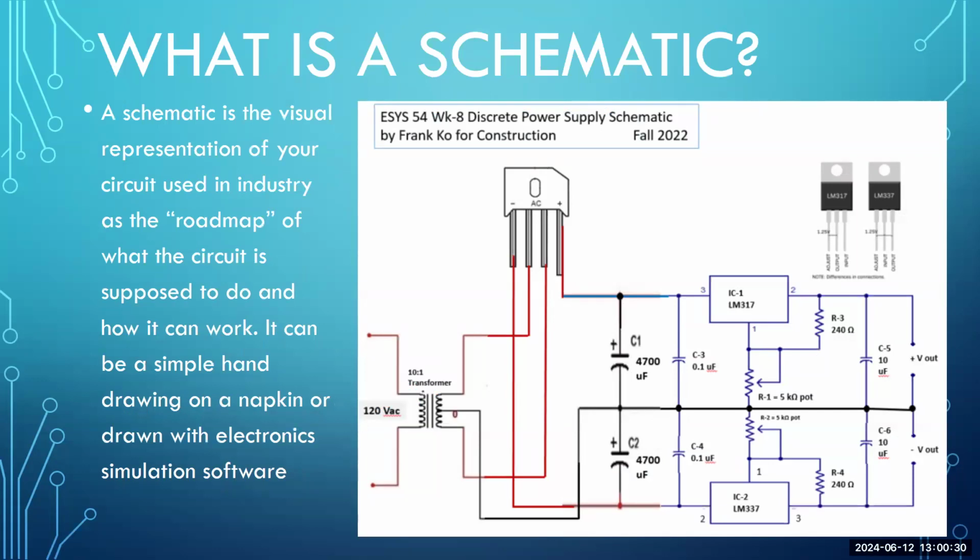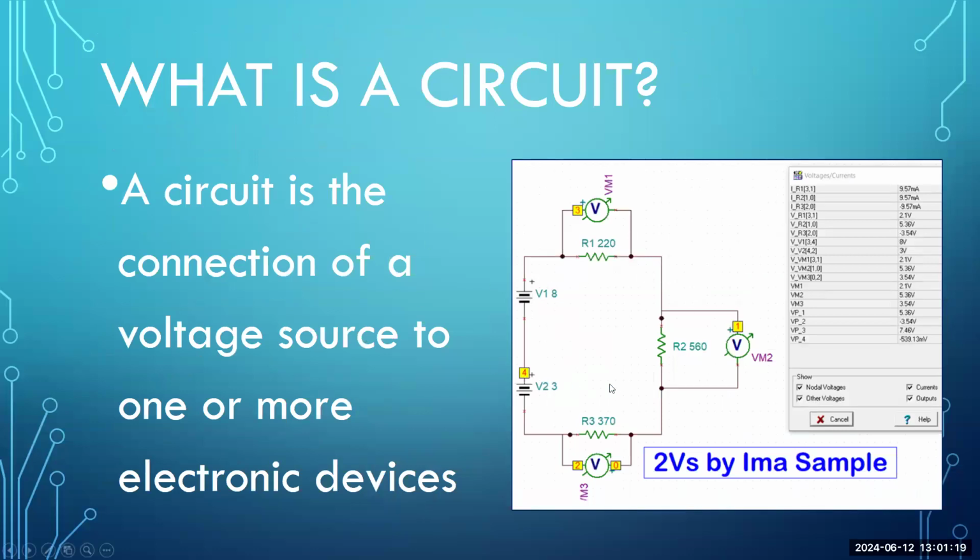What is a schematic? A schematic is the visual representation of your circuit that is used in industry as a roadmap of what that circuit is supposed to do and how it can work. It can be as simple as a hand drawing on a napkin, or drawn with electronic software. What you see on the right is one of the schematics that I've drawn for a power supply that our students have built as a benchtop power supply, a fun project. You will see schematics such as this on upcoming slides.